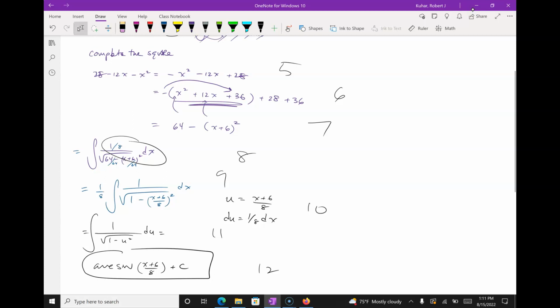Yeah. So notice, remember what I want inside my radical. I want 1 minus u squared. I don't have a 1 there, I have a 64 there. So I'm dividing everything inside the radical by 64 and dividing by the square root of 64 outside the radical. The square root of 64 is 8. Everything else is divided by the square root because it's inside the radical. That 64 is really a square root of 64.